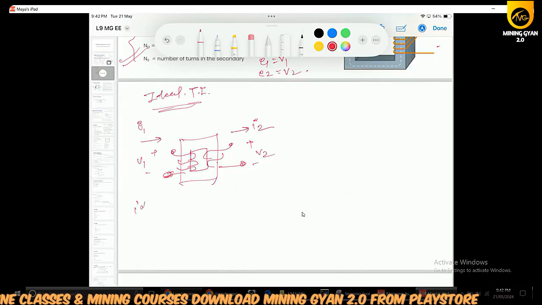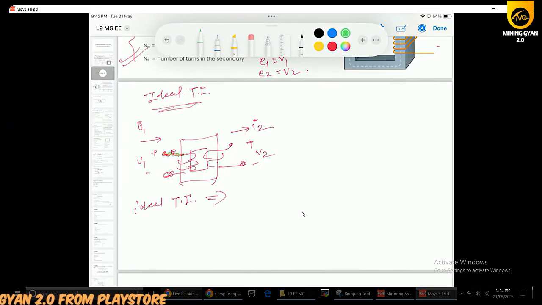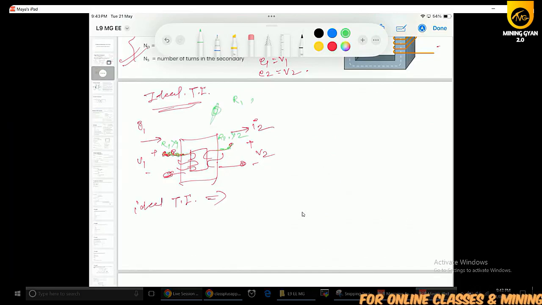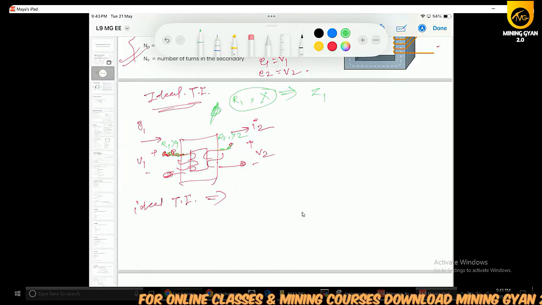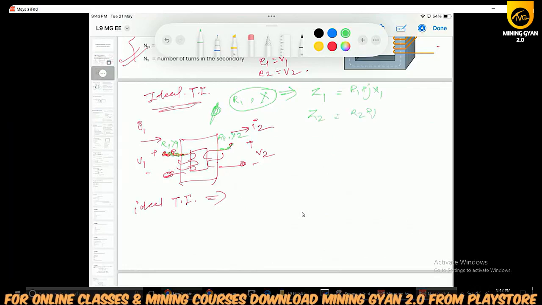In case of an ideal transformer, here resistance will be there, resistance and leakage reactance R1 and X1, and here R2 and X2, because these are copper wires, so copper wire will have resistance, and as flux is flowing, because of the leakage flux, your leakage reactance will be there. So these two are the elements, such that you will get Z1 equals R1 plus jX1, and Z2 equals R2 plus jX2.